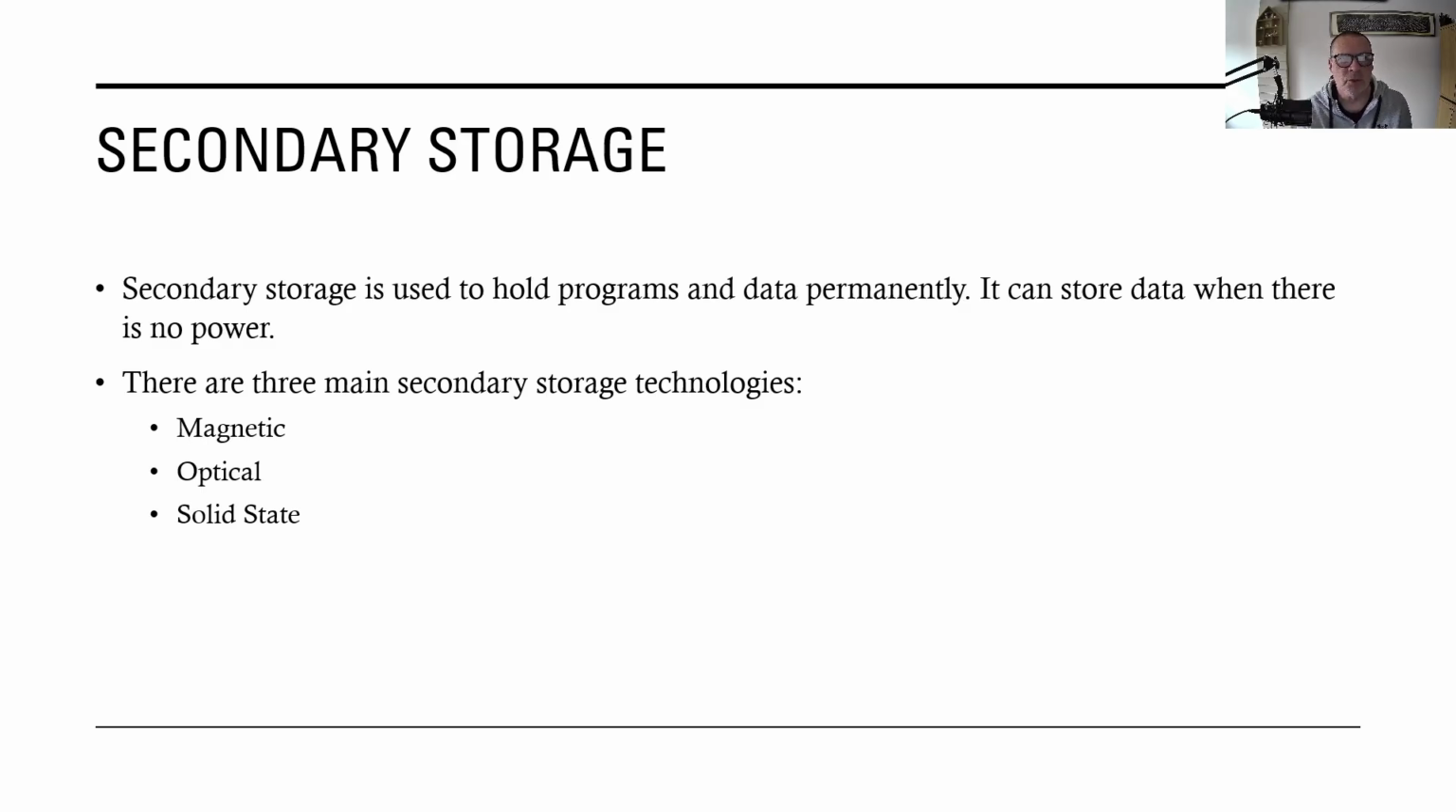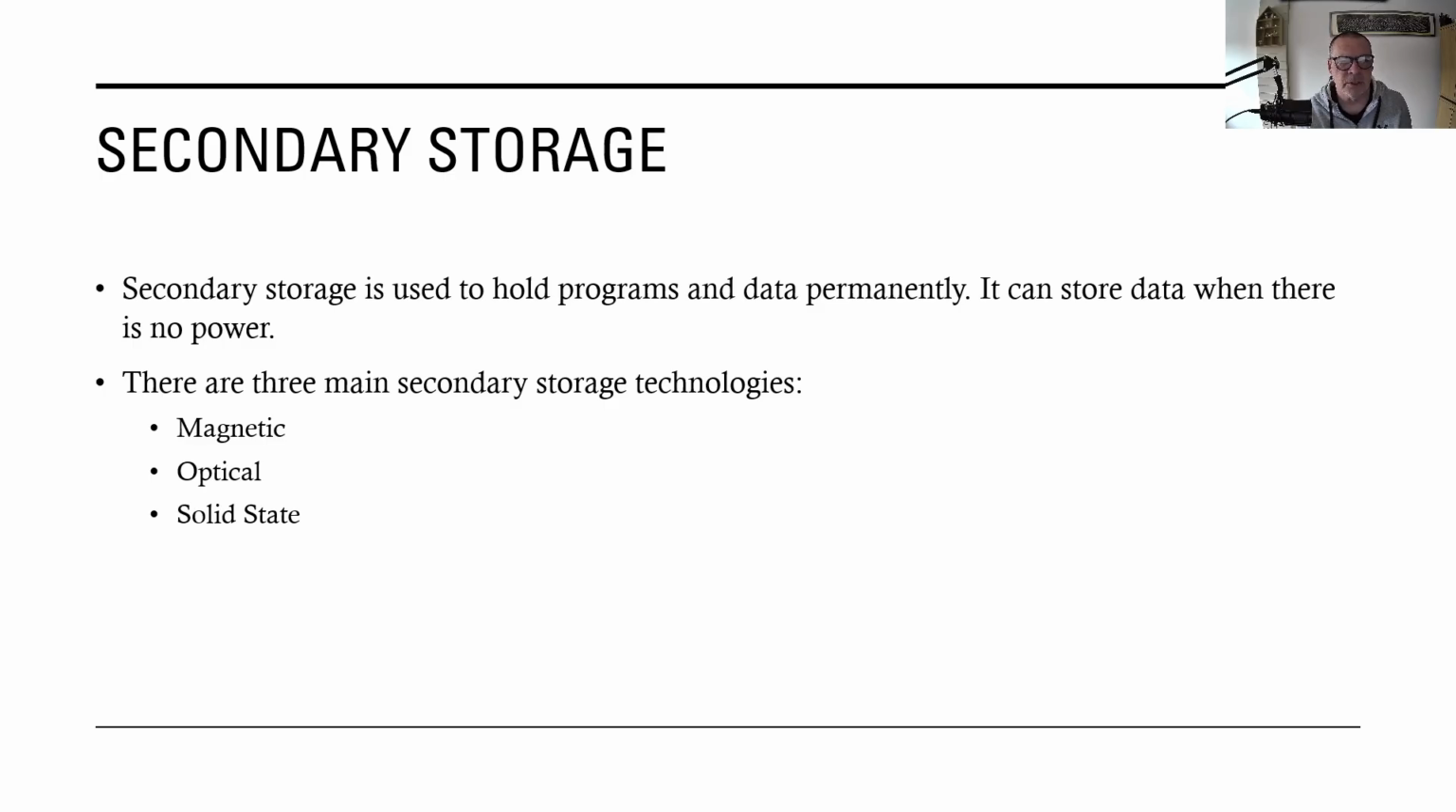So we looked at primary storage, RAM and ROM, things that are directly accessible by the CPU. Now we look at secondary storage. Secondary storage is non-volatile. It will keep the data even when the power is off. It's used to hold programs and data permanently. We say permanently, obviously it may not be permanent, you may delete it in the future, but effectively it would hold it permanently.